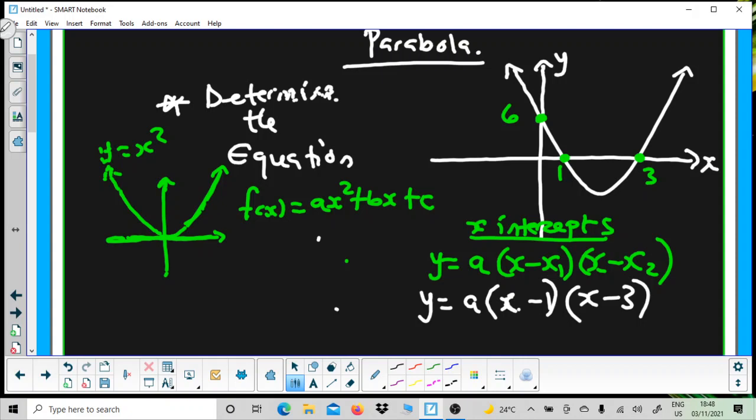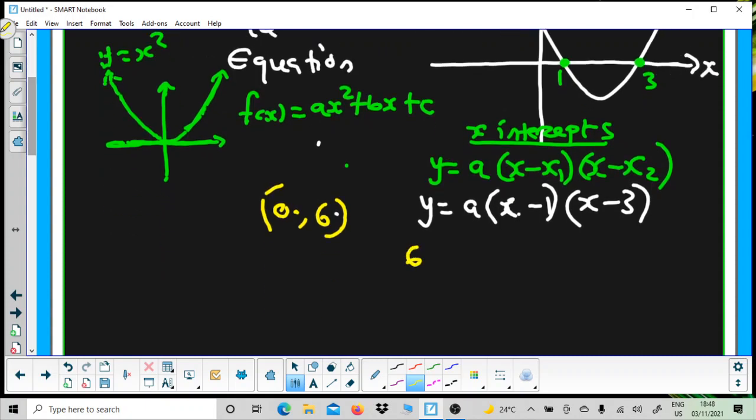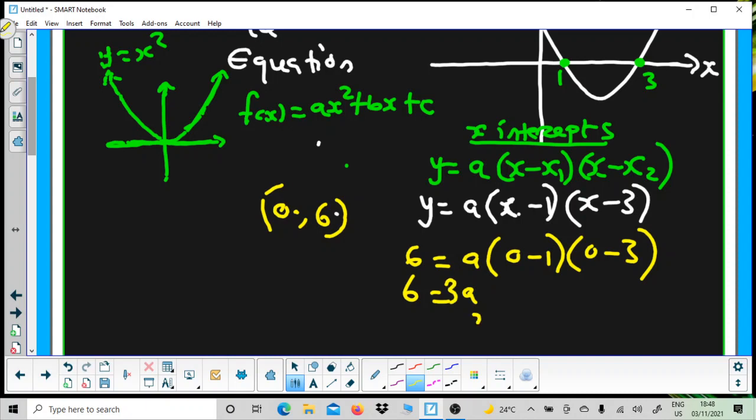At this point, you have everything except a. You need to get a. How do you get a? Who kind of remembers what we're doing here? We will substitute a point, any other coordinate that we have. Can you see any other coordinate? 0 and 6. So you're going to put 6 in place of y, and you're going to put 0 in place of x. Look at how beautiful things will end up. So this will be 6, and -1 times -3, I believe that will be 3 eventually, isn't it? And now your a is equal to?